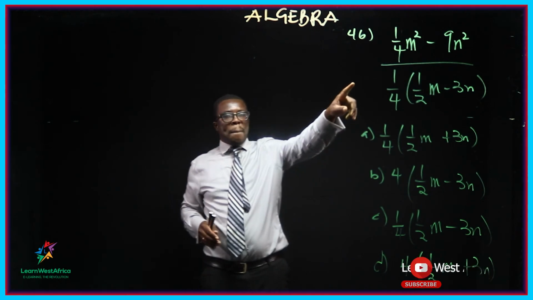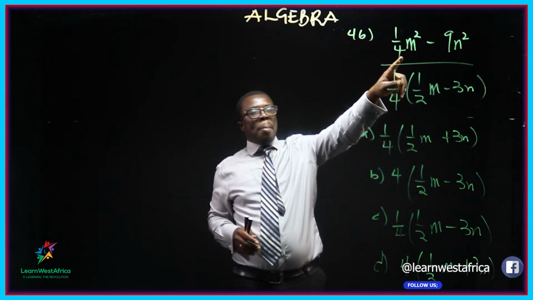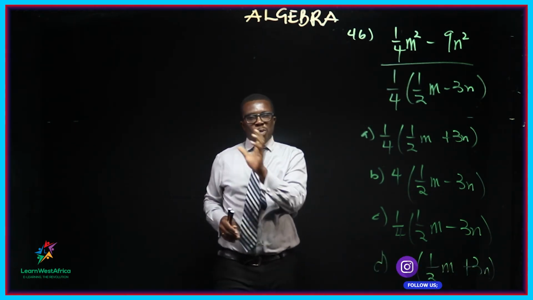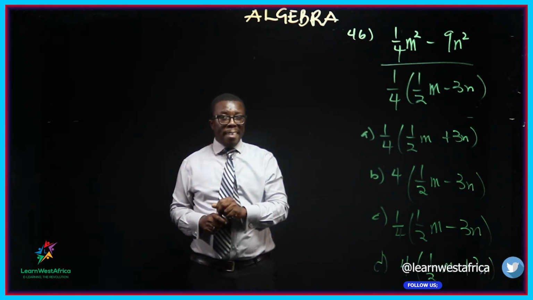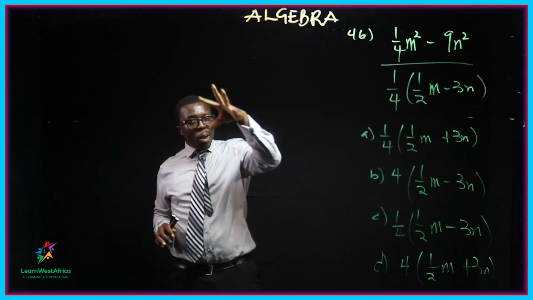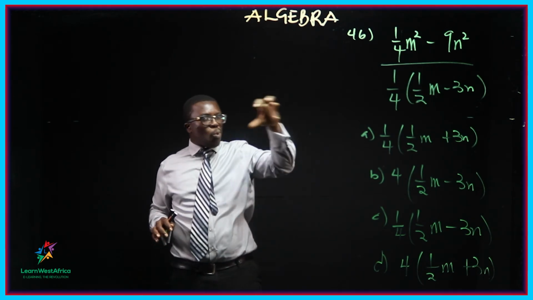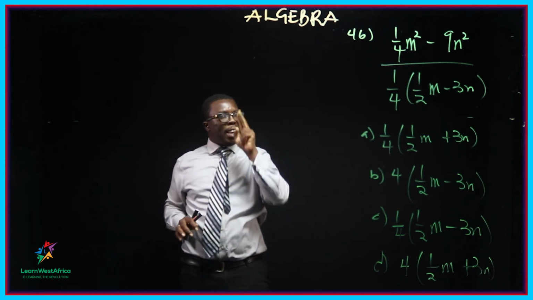If you look at it, square, then difference of two squares. Anytime you can represent two squares, a minus b, that is a difference of two squares.